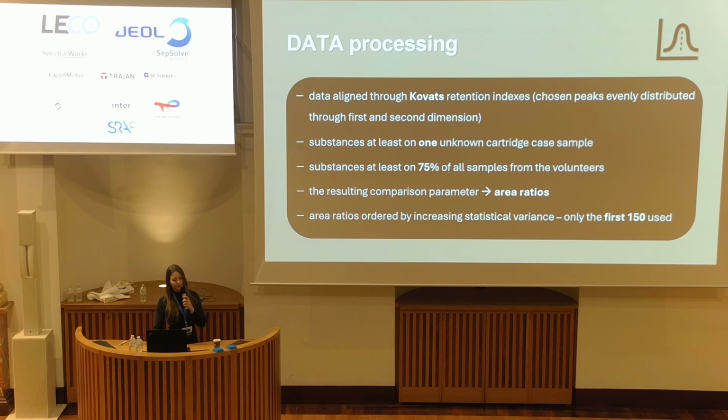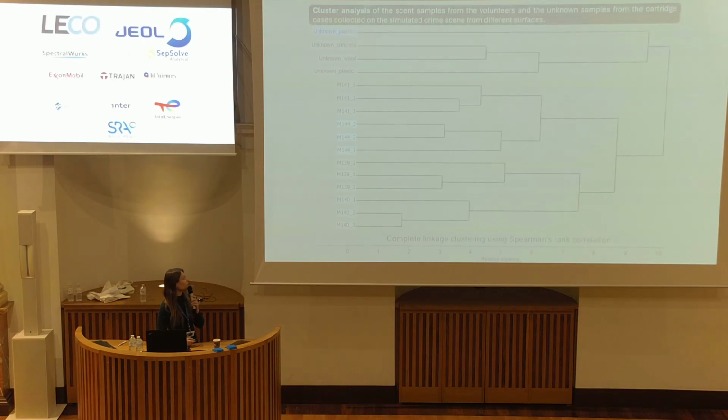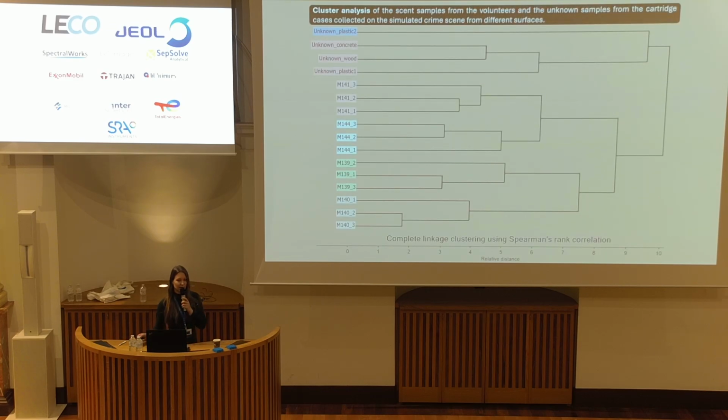So for the statistical evaluation, we didn't use the quantity of the substances itself, but the areas and the area ratios. Then we ordered the area ratios by increasing statistical variance. So we will be focusing on the substances that are more stable in time in the human scent. And for the statistical evaluation, we use only the first 150 area ratios. As you can see, we use cluster analysis.